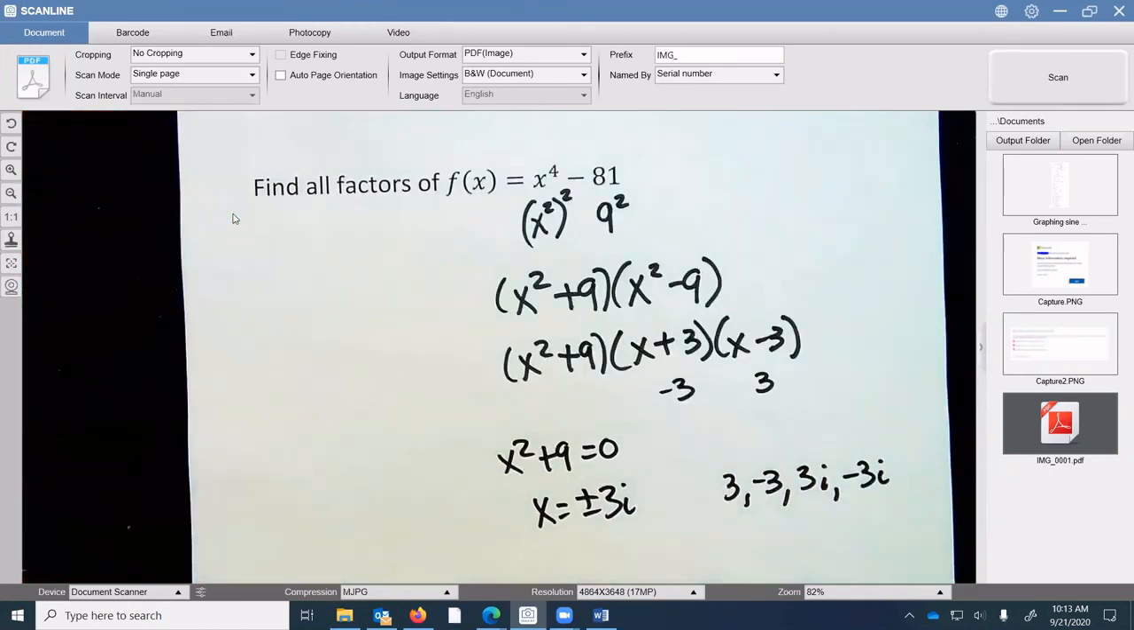If I'm doing this on a test, this problem literally is 30 seconds. Because you see, if you see the pattern. That's it. That's all she wrote.